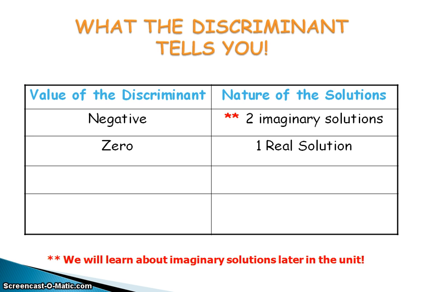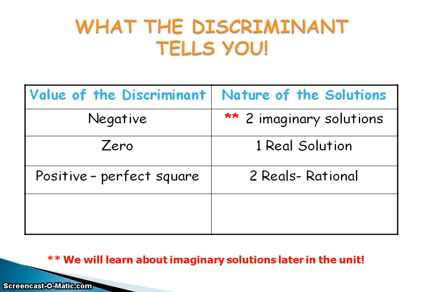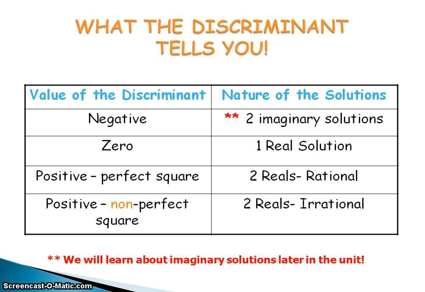If it's 0, you have 1 solution and it's a real number. If it's positive and it's a perfect square, then you have 2 solutions and they're real numbers and they're rational. And if it's positive but it's a non-perfect square, then you have 2 real solutions, but they are irrational numbers. Pause now and copy down everything in this table. You will be asked at various points on quizzes and tests to tell us how many and what type of solutions a particular quadratic has.